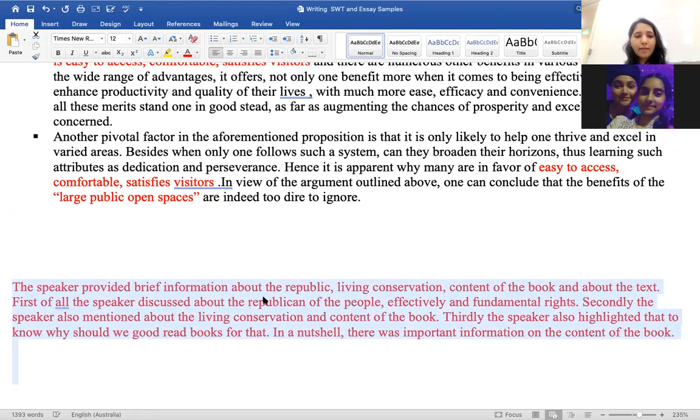I'll mark it in red. The speaker provided this entire thing. Firstly, I'll check the word limit. Word limit is 77 words, love. That's 7 words more than your word limit. So you have to stay within your word limit.